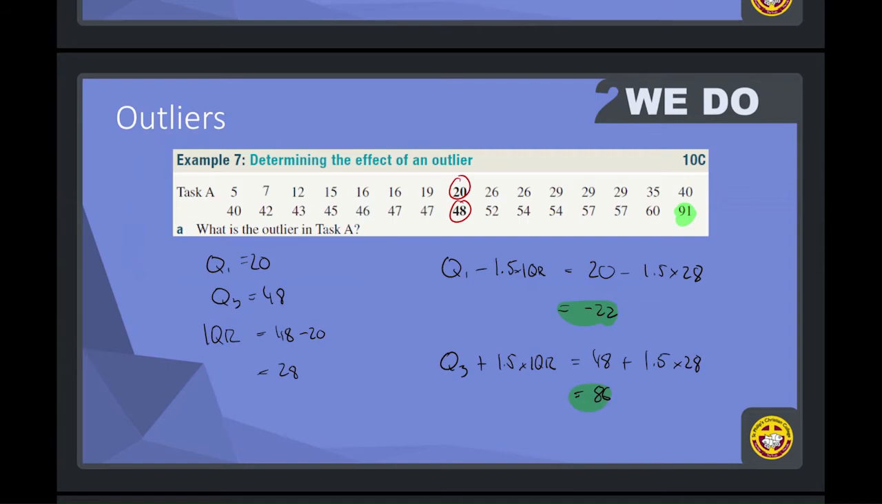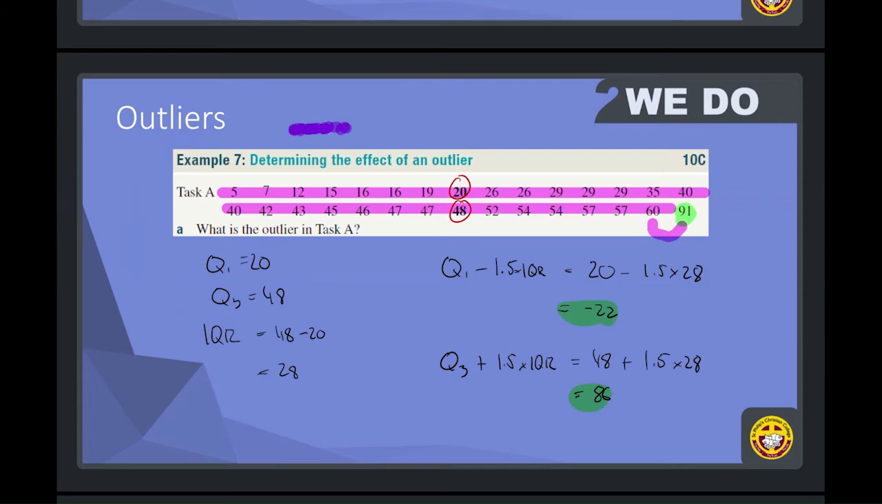Now I want you guys to think about this for a sec. This kind of makes sense, right? If we look at all these numbers, the gap between each one is like 5 or 6 at the most. And then we get over here and we've got a jump of 30 to get to that last number. So it makes sense that if we put dots on a number line for each bit of data, we would have a whole bunch of dots all grouped together, and then all the way over here we would have 91. There's a massive gap here. So it kind of makes sense that that's an outlier.